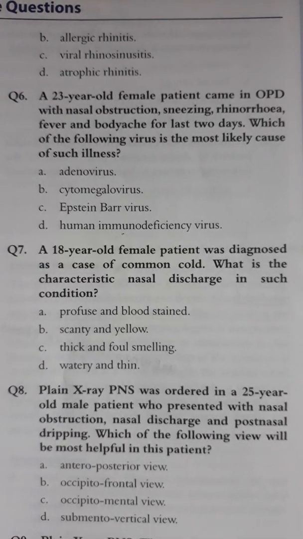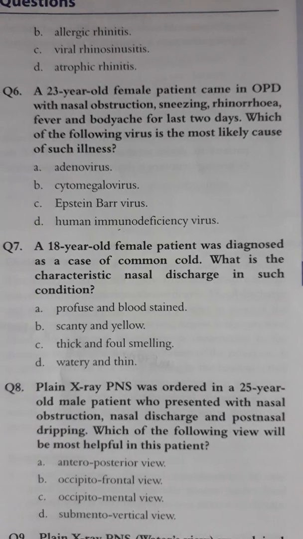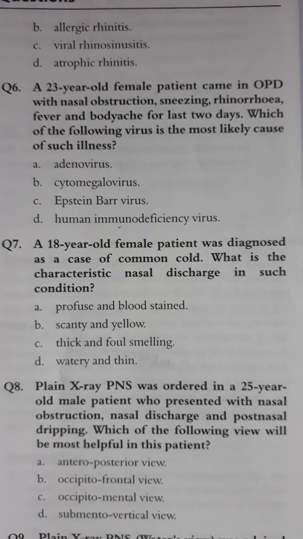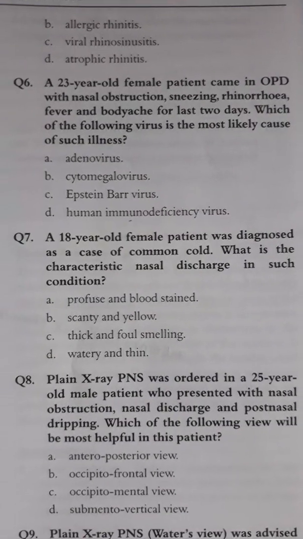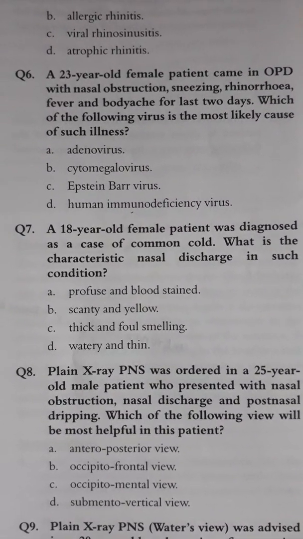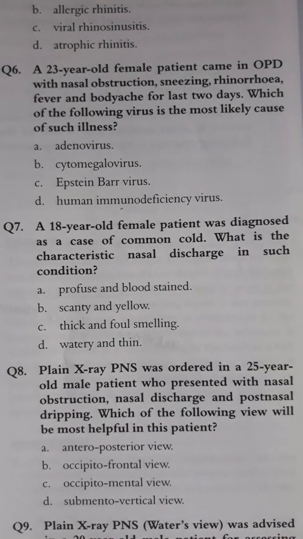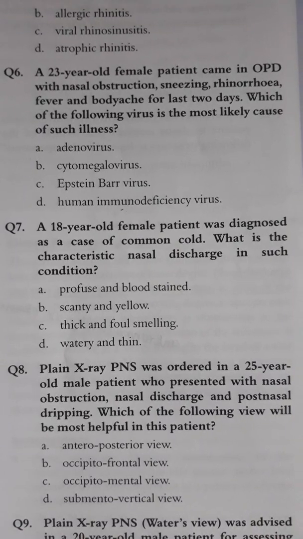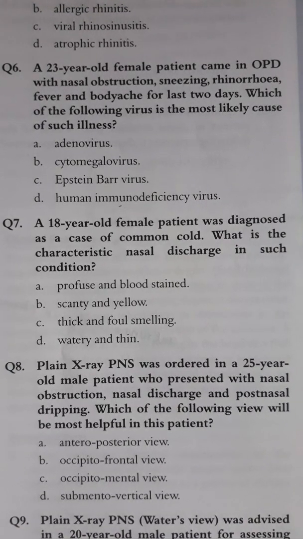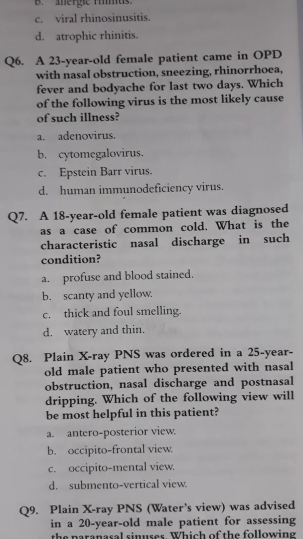7. A 18-year-old female patient was diagnosed as a case of common cold. What is the characteristic nasal discharge in such condition? Watery and thin. Plain X-ray paranasal sinus was ordered in a 25-year-old male patient who presented with nasal obstruction, nasal discharge, and post-nasal dripping. Which of the following views will be most helpful in this patient?